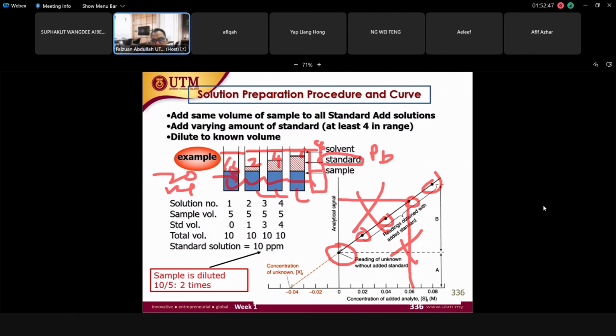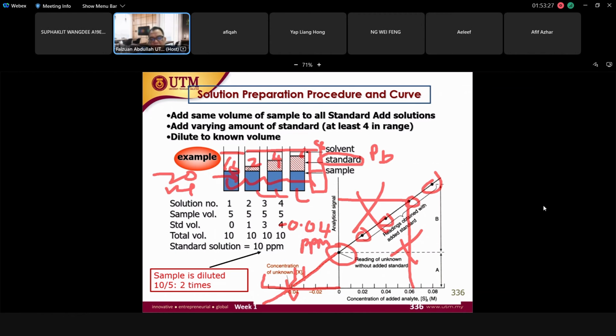Just extrapolate from the points with the straight line. Extrapolate, and then you extend also the x-axis, and then you read what the intercept is here. It is negative, right? But just ignore the negative. For example, negative 0.04 is the intercept. So the concentration of the analyte inside the sample is 0.04 ppm, for example. Right? That is standard addition.